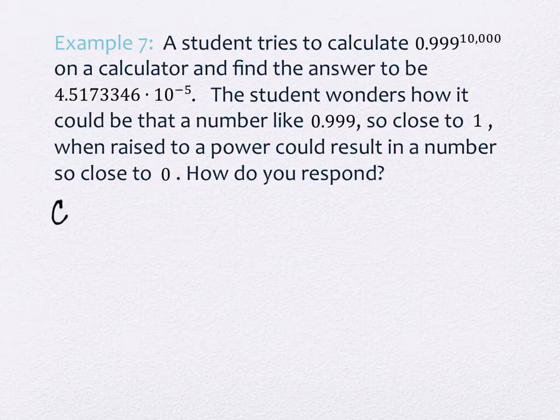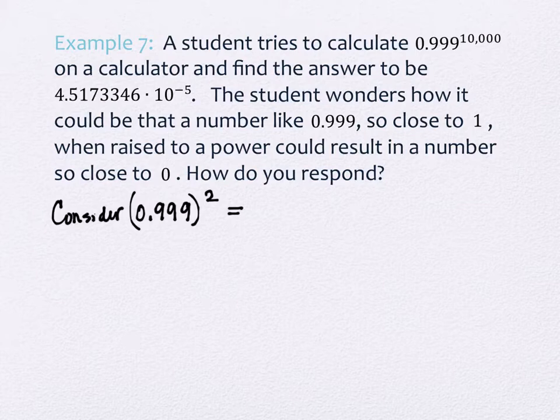So we're going to consider taking that same 0.999, but we're just going to square it to start with, okay? So we're not raising it to the power of 10,000, we're just squaring it to see what happens. So any scientific calculator can take this particular problem for you. And if you do that, you'll get 0.998001. Okay, still very close to the number 1, right? It is worth noting, however, that it's smaller than 1. And it's smaller than the 0.999 we started with, but it's still really close.